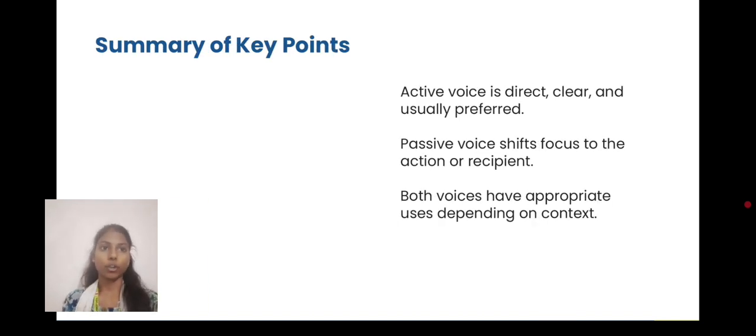Summary of key points. Active voice is direct, clear and useful, and preferred. Passive voice shifts focus to the action or recipient. Both voices have appropriate uses depending on context.